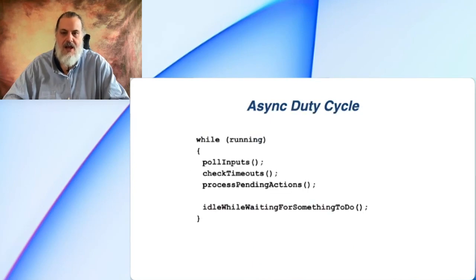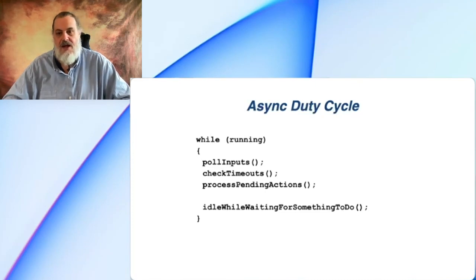And I think the easiest way to think about this is to look at an example in pseudocode. So this is an async duty cycle. This looks like a lot of the duty cycles that I've written and I've seen written and helped write, which is you're basically sitting in a loop while you're running. I usually have some mechanism to terminate it. But you usually poll inputs, and by polling, I definitely mean going to see if there's anything to do, and if not, you simply return and go to the next step.